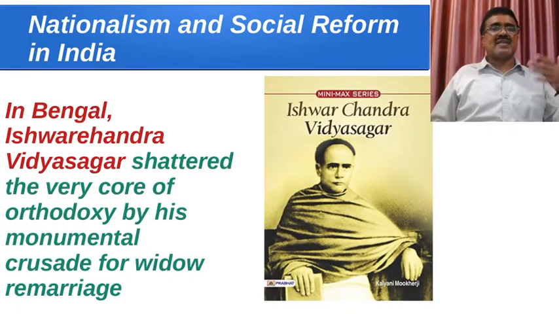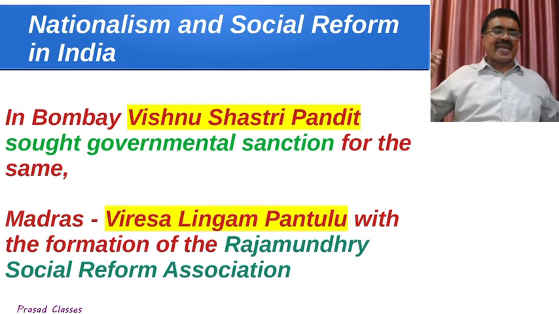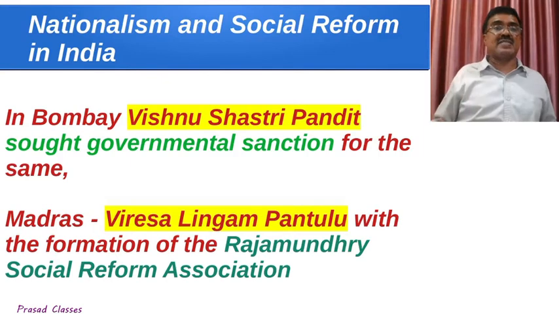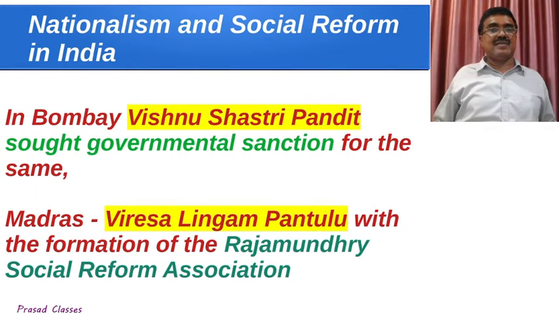Roy's idea was further put forward by Chandra Vidyasagar in Bengal itself, at the very core of orthodoxy, by his monumental crusade for widow remarriage. Chandra Vidyasagar was at the forefront. You can see that the social reform movements caught fire in other areas of India, Bombay, Madras, and other regions. Vishnu Shastri Pandit, that is an important name, fought for governmental sanction for the same. Right? He called for the British governmental interference to change these customs.